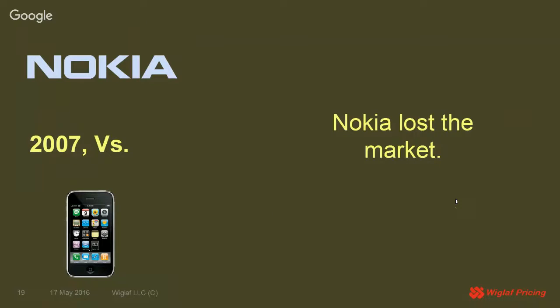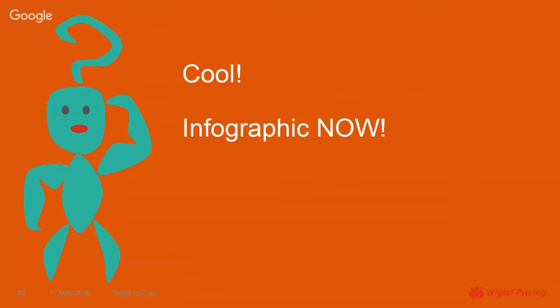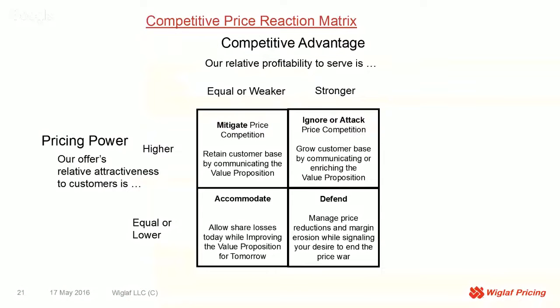Nokia, 2007 versus the iPhone. You know what happened to Nokia. They're just gone. They lost the market. So we have these different possible reactions, possible ways of managing it. Let's put it together in an infographic, says Rockman. There you go, an infographic right there.